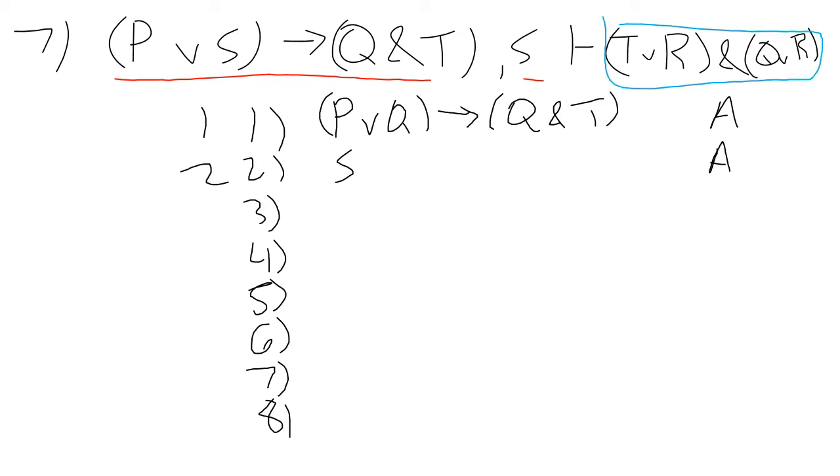It's an ampersand. So it means I'm going to need to find this side and this side and then put them together. Well, what are the main operators in both of those conjuncts? They're both wedges, so I need to build the wedges and then put them together. So I'm looking for T or R, which means I'm looking for T or R first, and then I can build that. And then I'm looking for Q or R, which means I'm looking for Q or R first, and then I'm going to build it, and then I can build the whole conjunct.